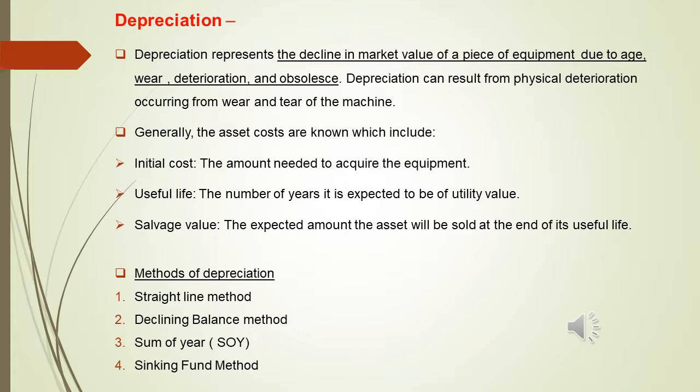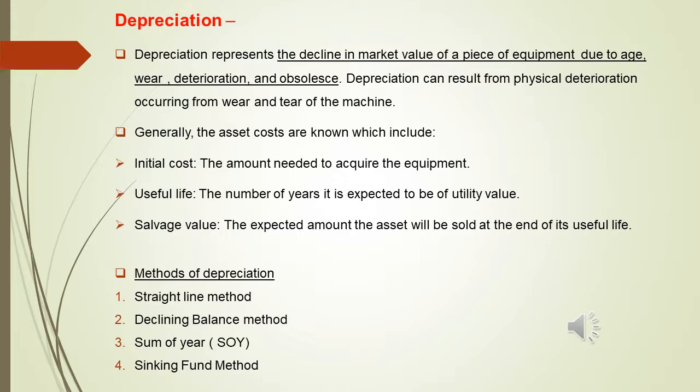You buy an equipment at some cost, that is initial cost. Useful life is the time during which you will make use of that equipment, and salvage value is the last stage when you feel like giving it off or selling it to someone else, as a second hand price. That value at the end is salvage value. The salvage value is the expected amount the asset will be sold for at the end of its useful life.